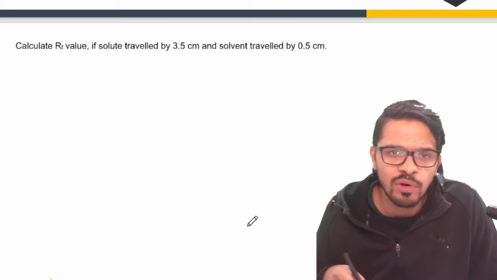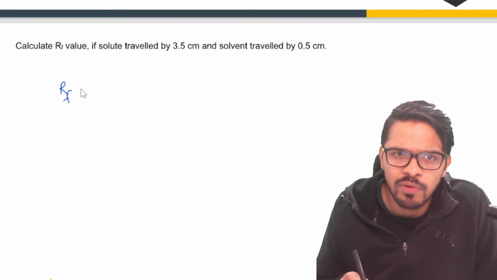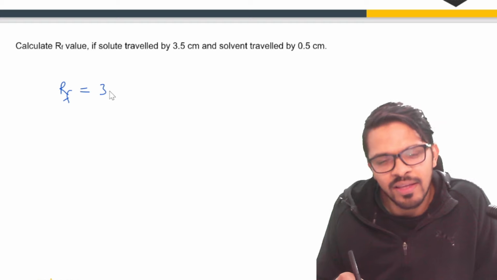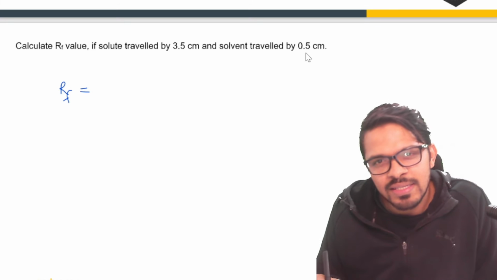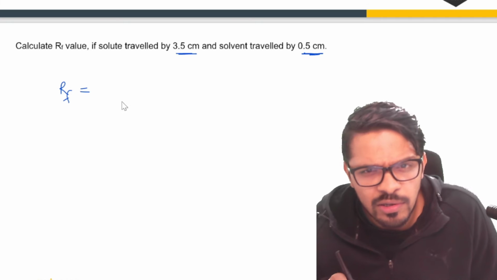Calculate the Rf value or Rf factor if the solute traveled by 3.5 distance and the solvent traveled by 0.5 centimeters. I think the values are reversed.